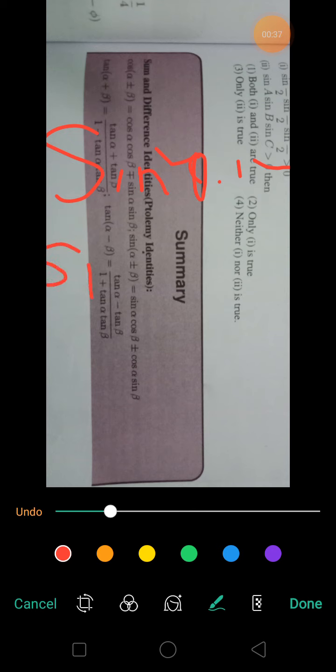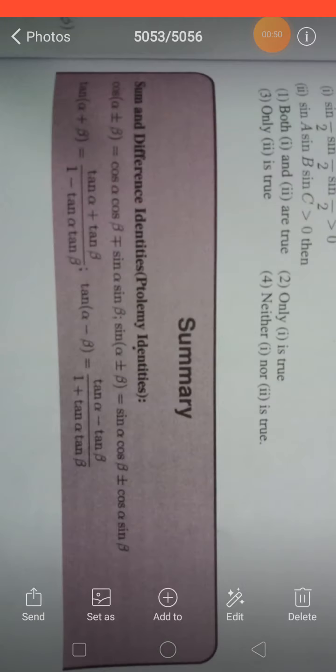So from that, if you take sine square theta to the left hand side, you will have 1 minus cos square theta, and then cos square theta on the left hand side, it will become 1 minus sine square theta. So for that one we have three properties, correct? Sine square theta plus cos square theta is equal to 1, sine square theta is equal to 1 minus cos square theta, and cos square theta is equal to 1 minus sine square theta.